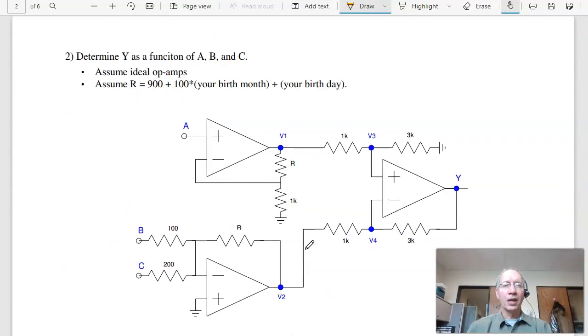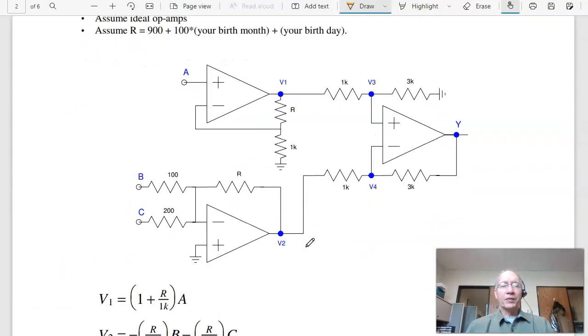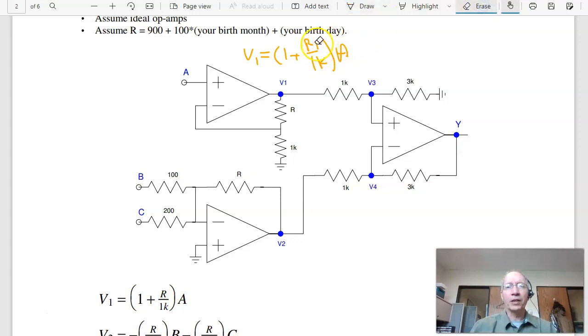Problem 2. Find y as a function of a, b, and c. Now if you notice, this right here is a non-inverting amplifier. I know that V1 is 1 plus R over 1K times A. It's just supposed to be an R, not an R1.